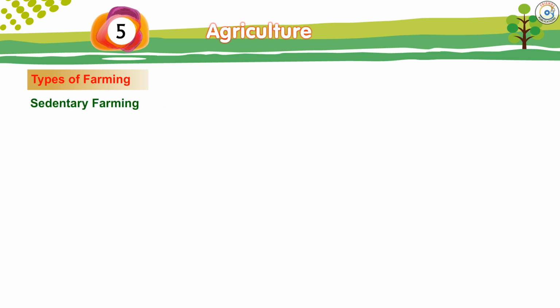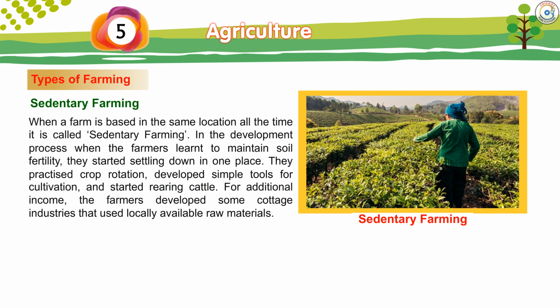Sedentary farming. When a farm is based in the same location all the time, it is called sedentary farming. In the development process, when the farmers learned to maintain soil fertility, they started settling down in one place. They practiced crop rotation, developed simple tools for cultivation, and started rearing cattle. For additional income, the farmers developed some cottage industries that used locally available raw materials.